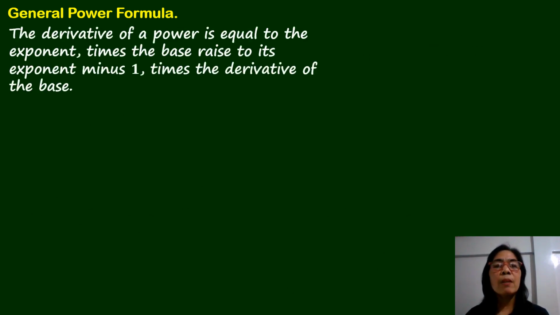The next formula is the general power formula. The formula states that the derivative of a power is equal to the exponent times the base raised to its exponent minus 1 times the derivative of the base. When we say power, we are referring to a function in the form base raised to an exponent. Here in our function, we have u raised to n. So the derivative of a power is equal to the exponent, which is n, times the base raised to the exponent minus 1 times the derivative of the base.